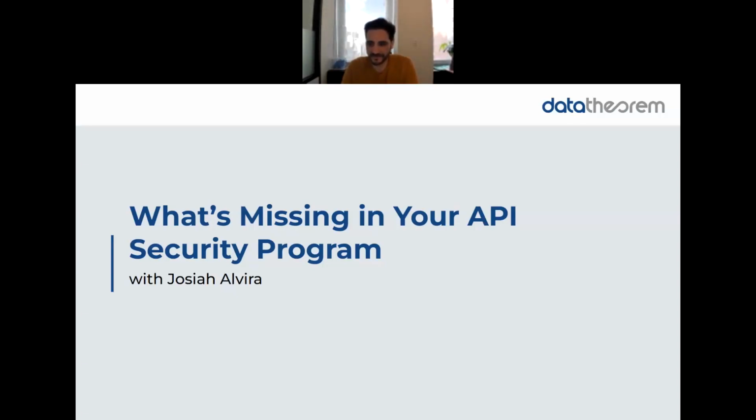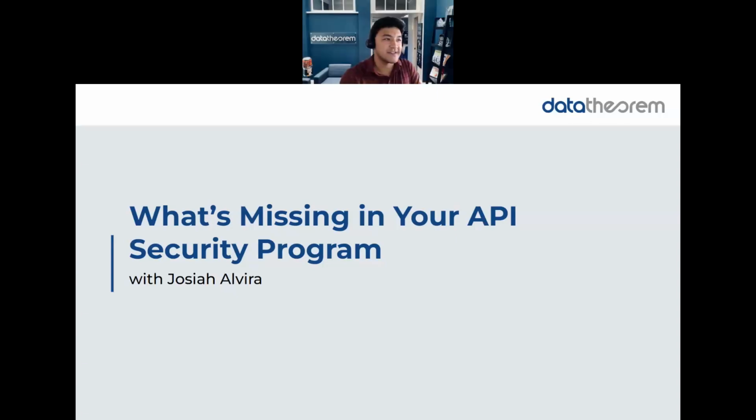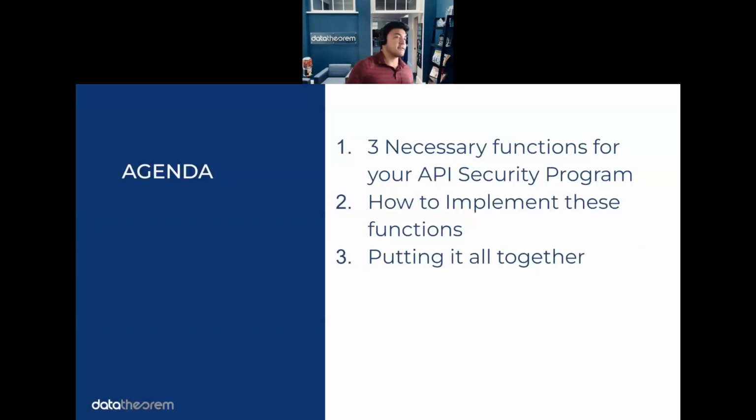All right. Thanks for that intro there, Richard. I just want to thank everyone again for taking the time to meet with us today. As you know, we'll be going over what's missing in your API security program, what we're seeing out there in the wild, and what you can do to better improve your API security program if you don't already have these implemented. For the agenda, the first thing we'll go over is the three necessary functions we've been seeing for your API security program, how to implement these functions, and then putting these all together as well.